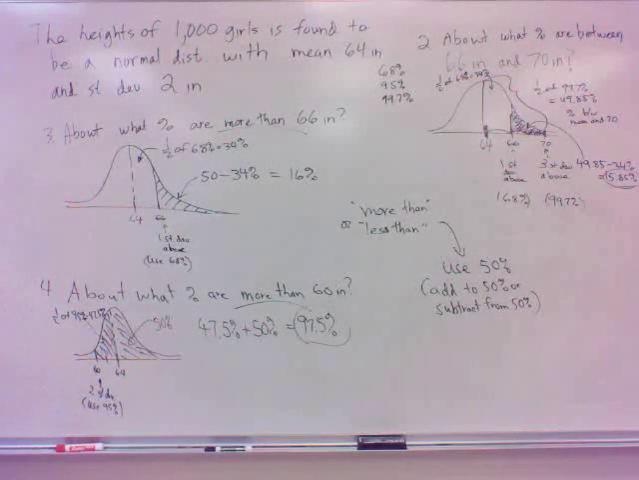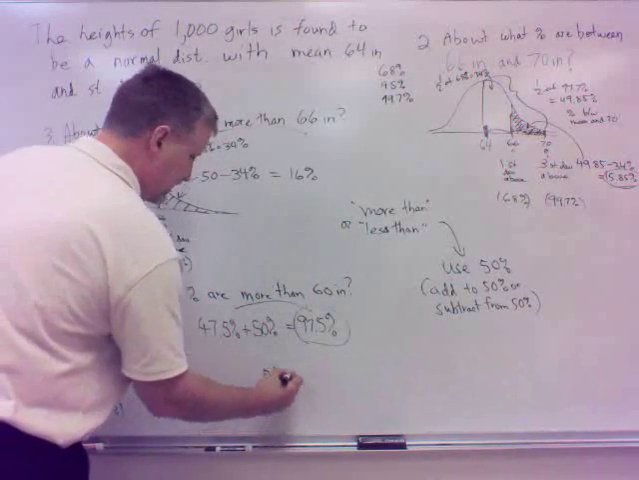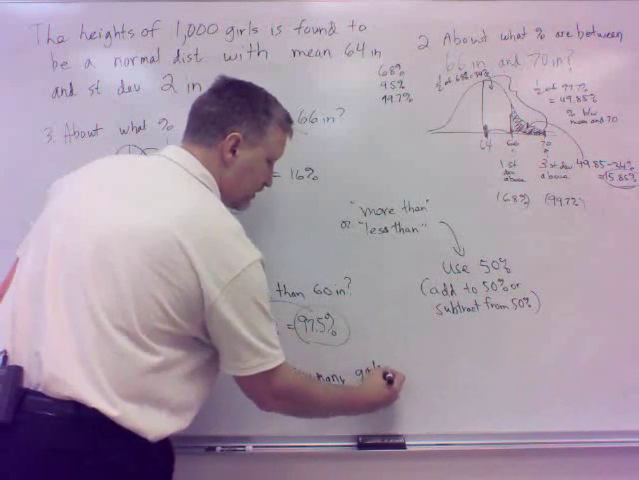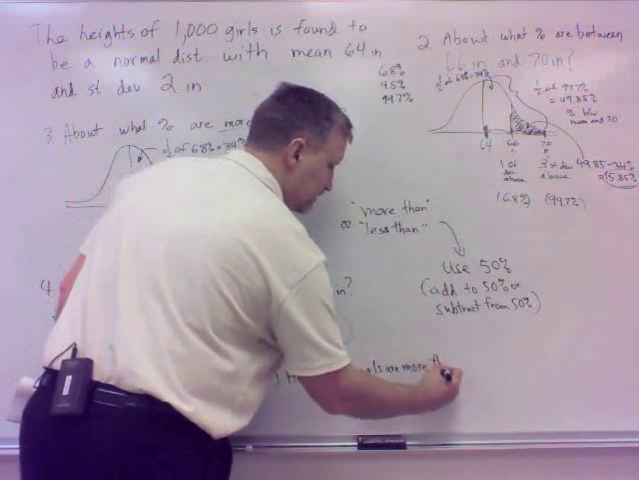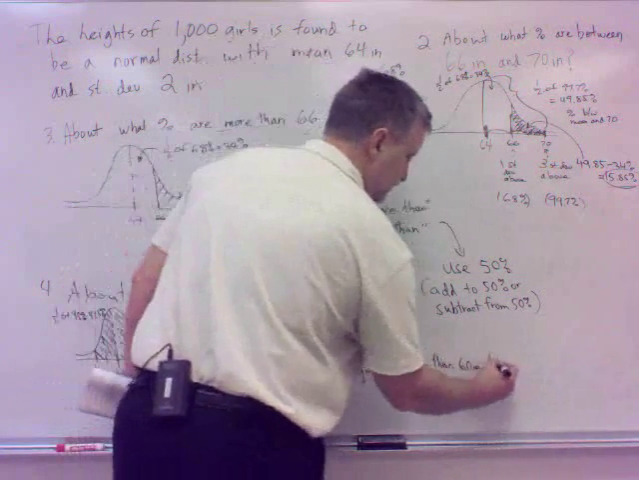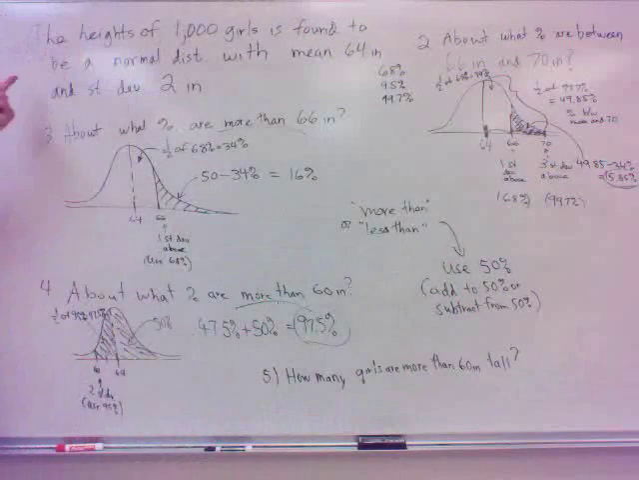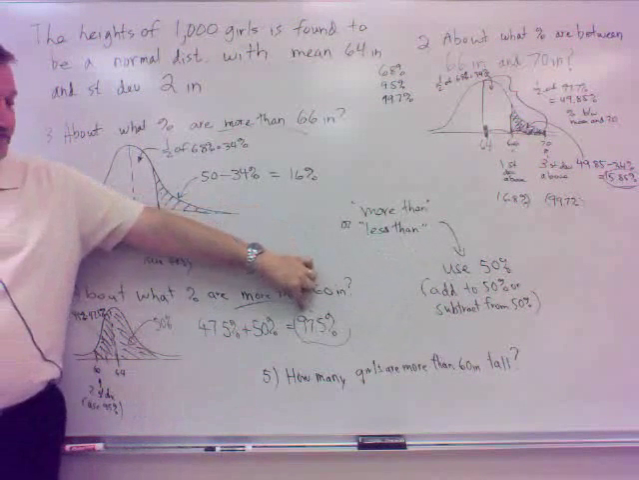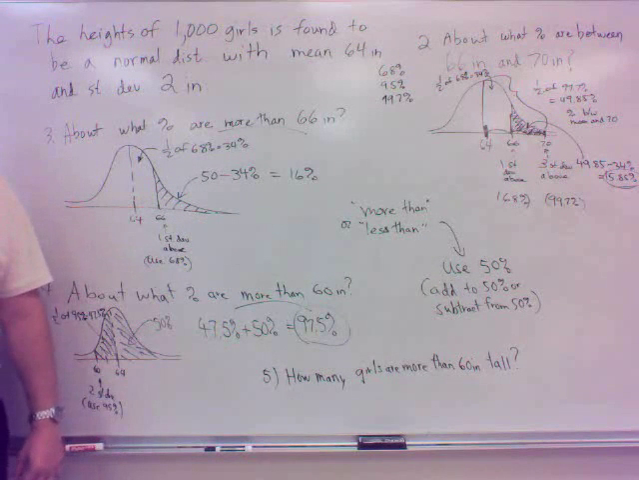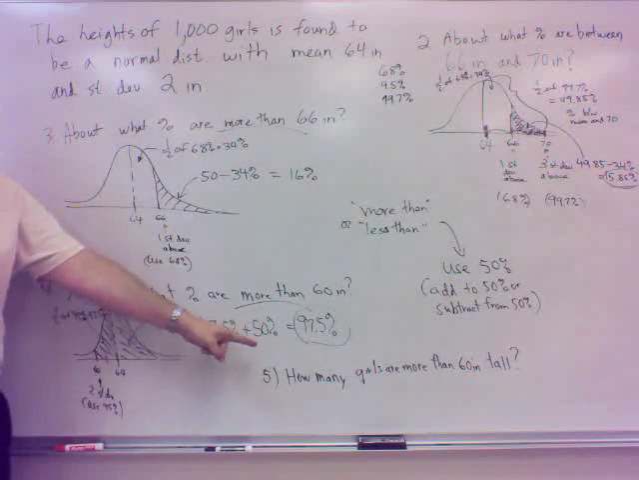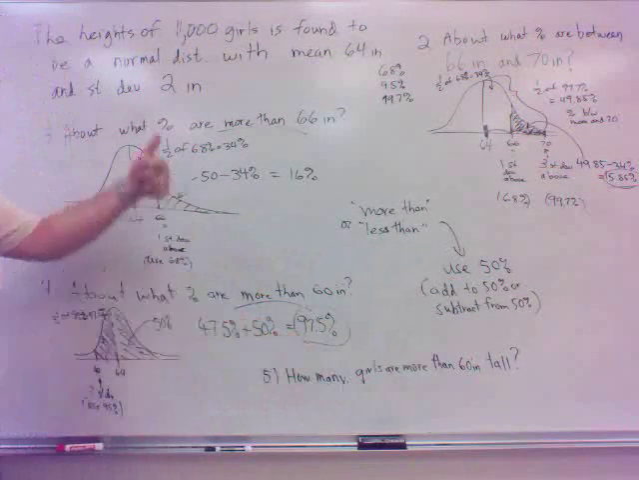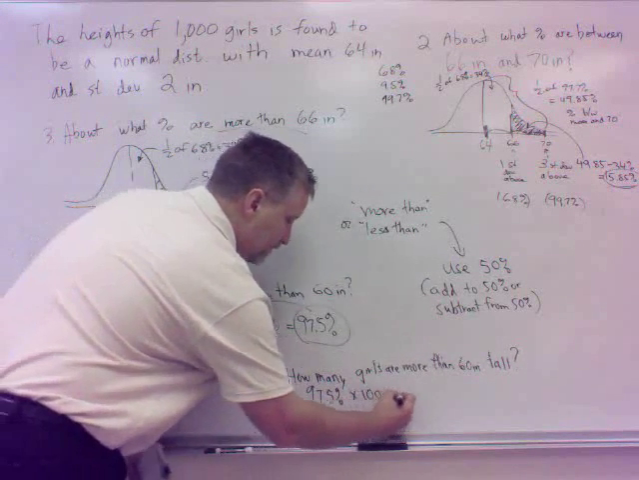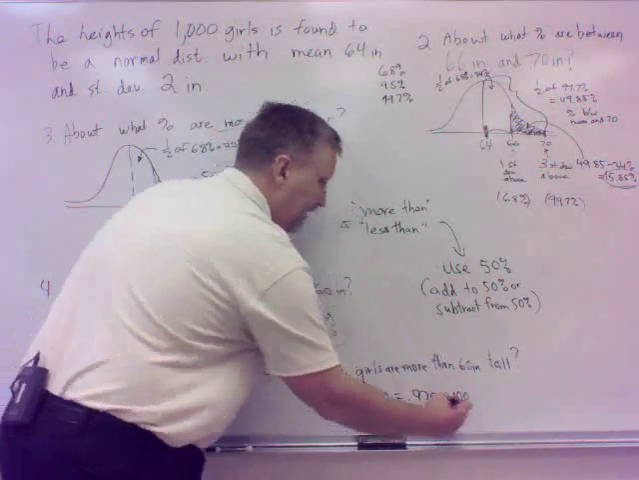One other point here. Number 5. How many girls are more than 60 inches tall? Remember our original problem. The heights of 1,000 girls are this normal distribution. We found that 97.5% of them are greater than 60 inches tall. So how many of them would be more than 60 inches tall? Wouldn't I just take the 97.5% times 1,000? Which is 0.975 times 1,000, which is 975.